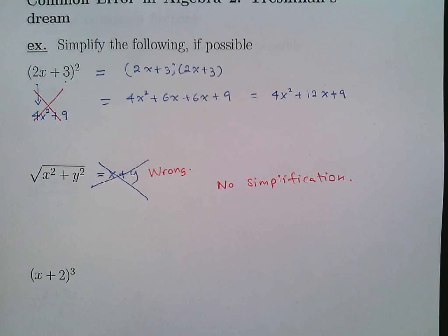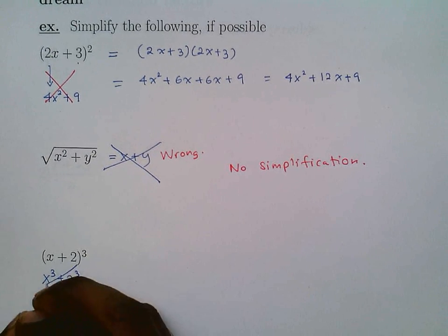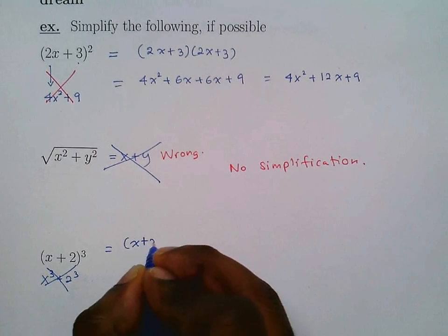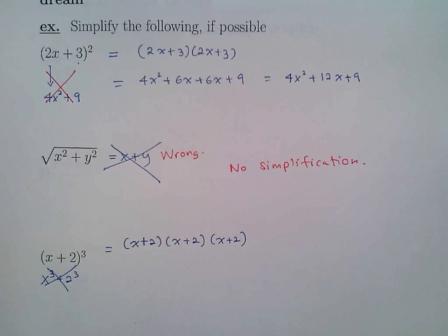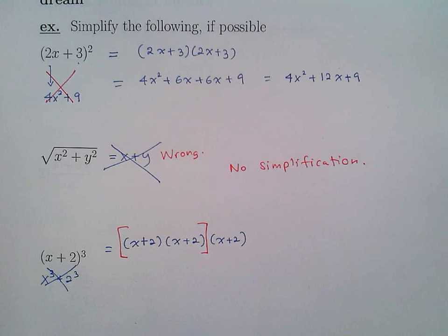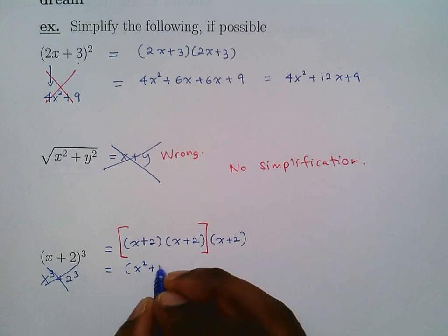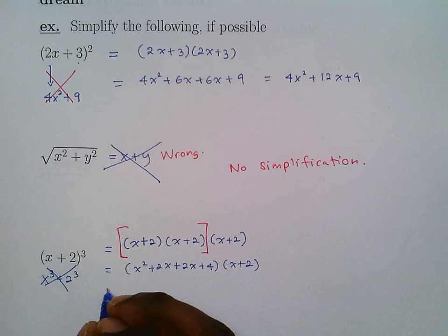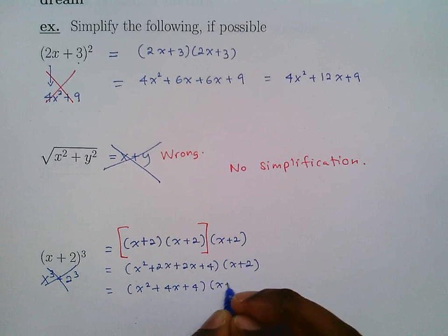Okay, the third one, again, people would feel like writing down x cubed plus 2 cubed, which is wrong. In order to do it correctly, you will have to FOIL it. Now in this case, it would be x plus 2 cubed, and you will simply first do one FOIL and then do it one more time. So here you should end up with x squared plus 2x plus 2x plus 4, times x plus 2. Do one more simplification step: x squared plus 4x plus 4, times x plus 2.